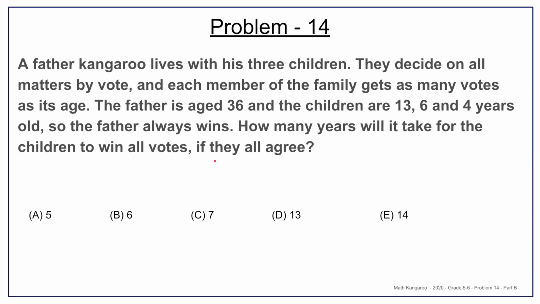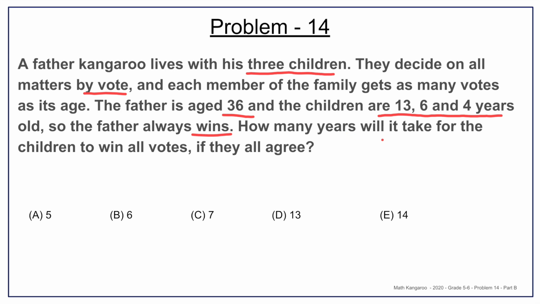Problem 14. A father kangaroo lives with his 3 children. They decided on all matters by a vote, and each member of the family gets as many votes as its age. The father is aged 36 and the children are 13, 6 and 4 years old. So the father always wins.